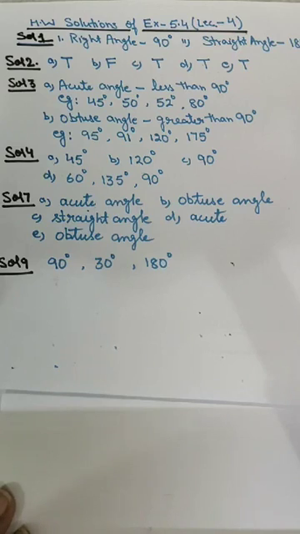Question number 10 I ask you not to do. Question number 11, measure and classify each angle. You have to measure each angle and then you have to classify whether it is acute, obtuse, straight or right.